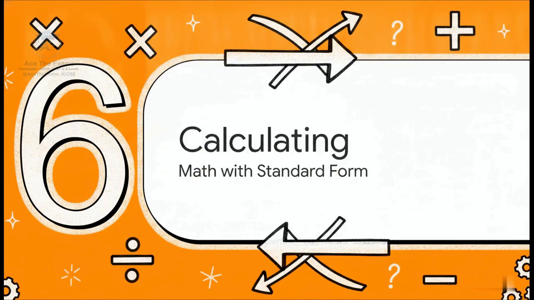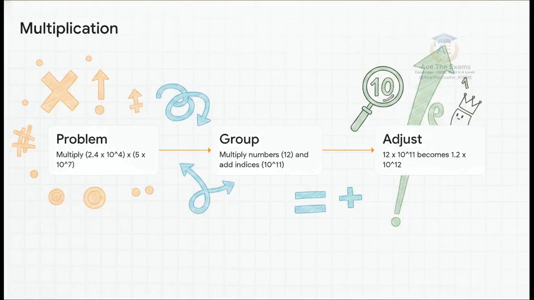Finally, we've arrived at Section 6, Calculating in Standard Form. Translating these numbers is one thing, but your exam will absolutely command you to calculate with them, to multiply, divide, add, and subtract them. Let's lock in this final strategy. Let's start with multiplication, which is surprisingly satisfying once you know the steps. Imagine a 30-second speed-solving timer on the clock. We have 2.4 times 10 to the 4, multiplied by 5 times 10 to the 7.